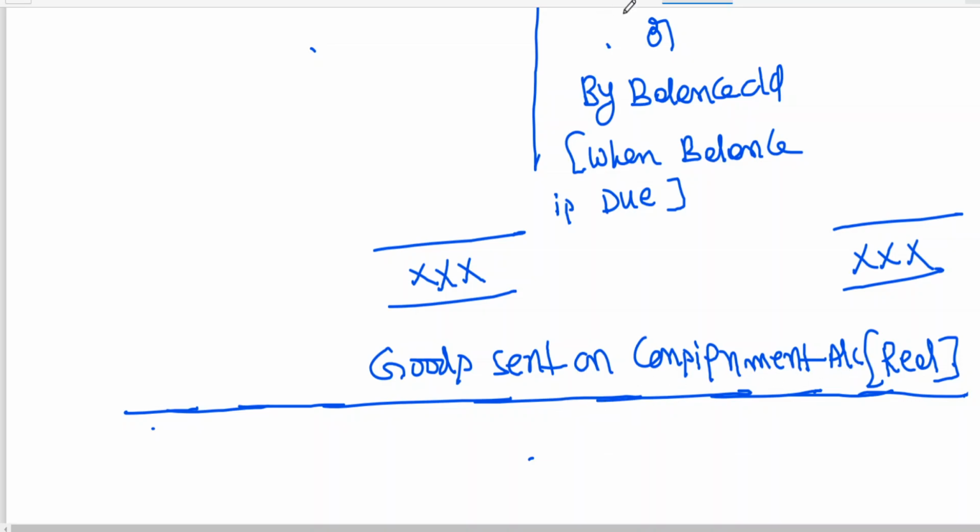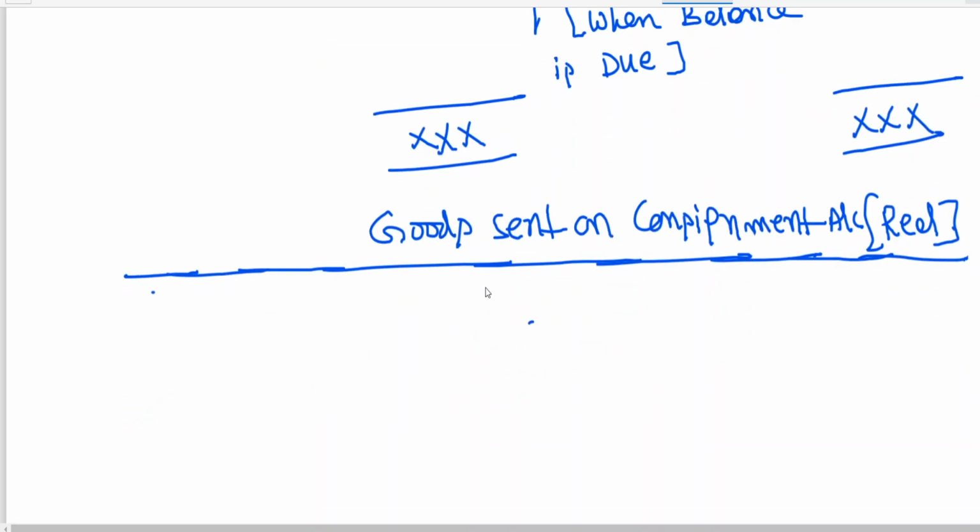Please remember, this is information I am giving, no need to worry. Even if you don't know, nothing will happen. If purchases is real, this is real. If you treat purchases as nominal, you treat this as nominal. But ICI material treats purchases as real, as we have learned already. So this is also a real account. So the entry: consignment account debtor, by goods sent on consignment account.